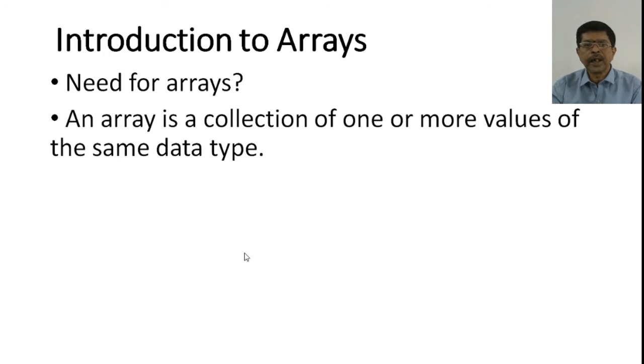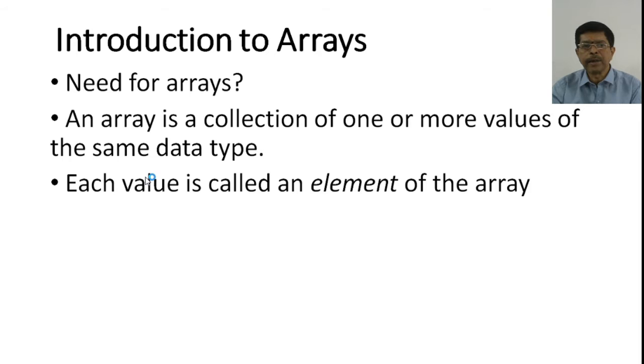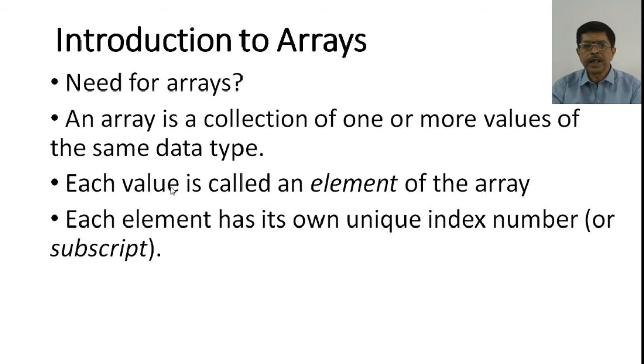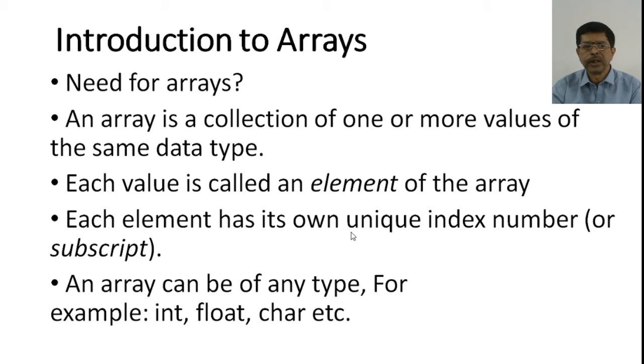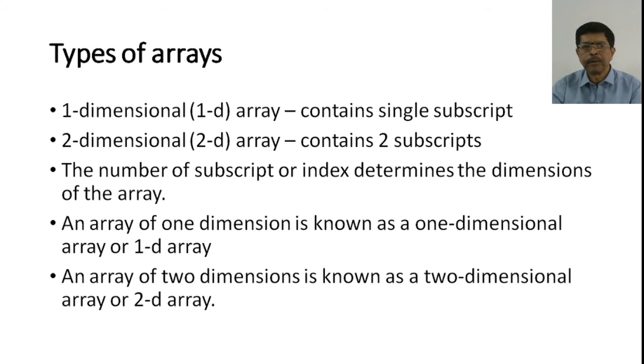So we can define the array like this. An array is a collection of one or more values of the same data type. Each value is called an element of the array. Each element has its own unique number. It is known as index or subscript. And an array can be of any type, for example, integer, float, character, etc.